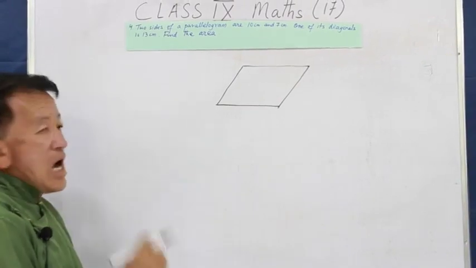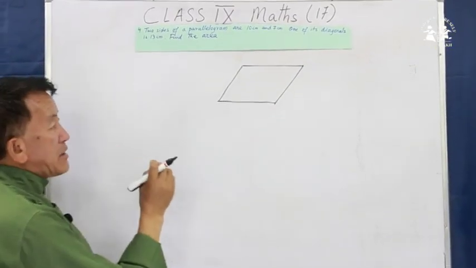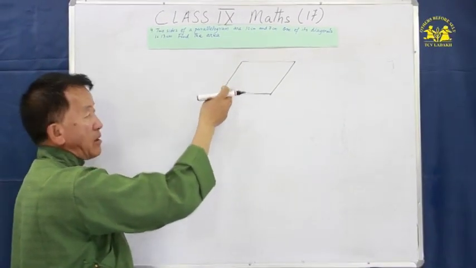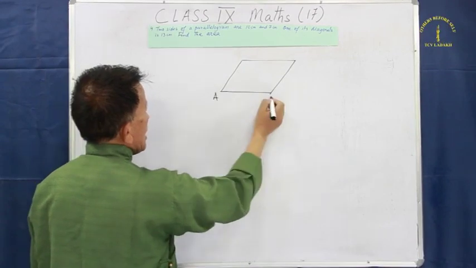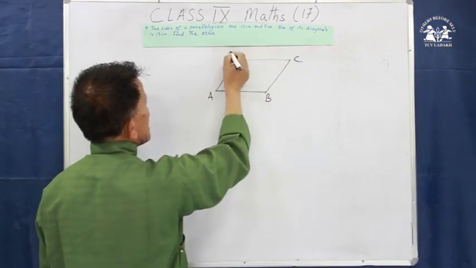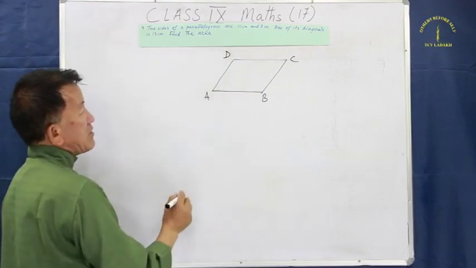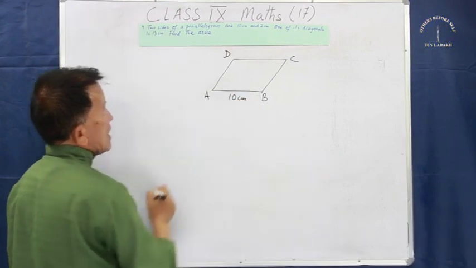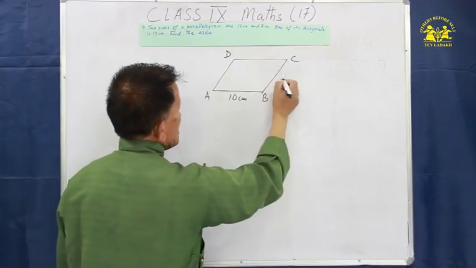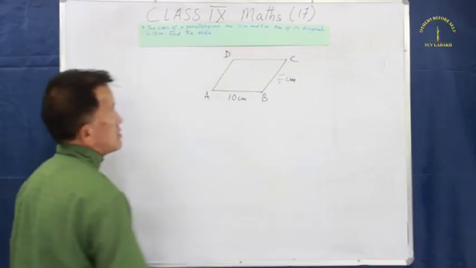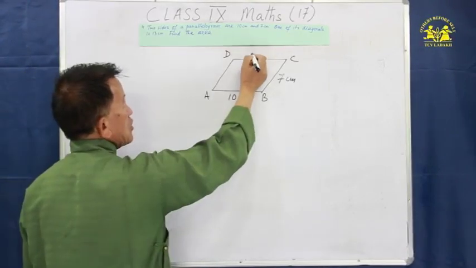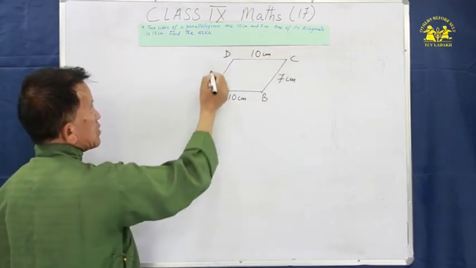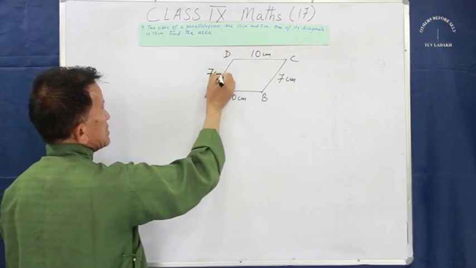Okay, now a parallelogram is a quadrilateral in which opposite sides are equal and parallel. So let's name it A, B, C, D. Two sides are given, two unequal sides. So let's say AB is 10 centimeter and BC is 7 centimeter. So since opposite sides are equal, CD is also equal to 10 centimeter and AD is also equal to 7 centimeter.